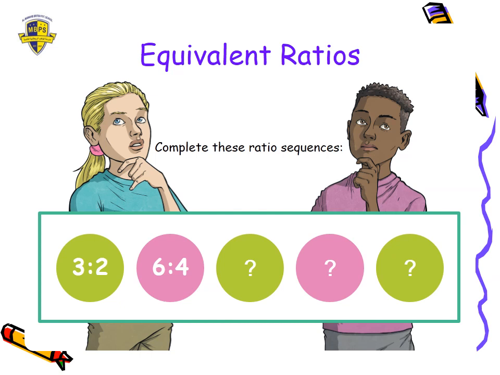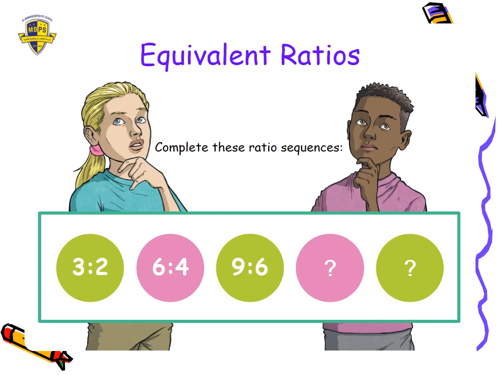Now this is your turn. 3 to 2. The second one, we multiply it by 2. 3 multiply 2, 6. 2 multiply 2, 4. Now the third one, multiply by 3. Good. So multiply 3 by 3, what? 9. And 2 by 3. Excellent. So this will be 9 to 6.